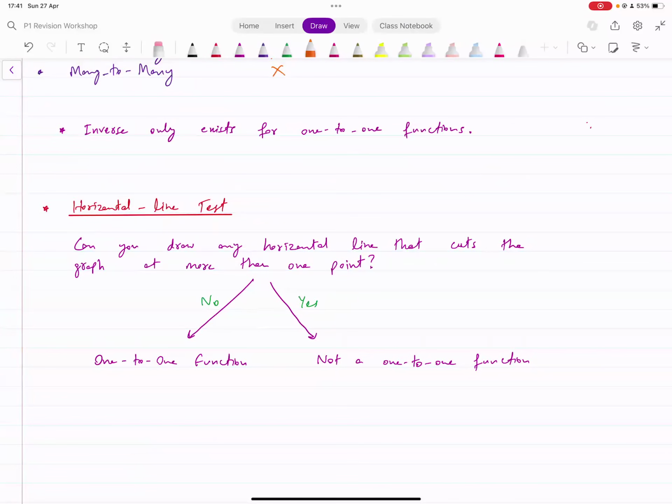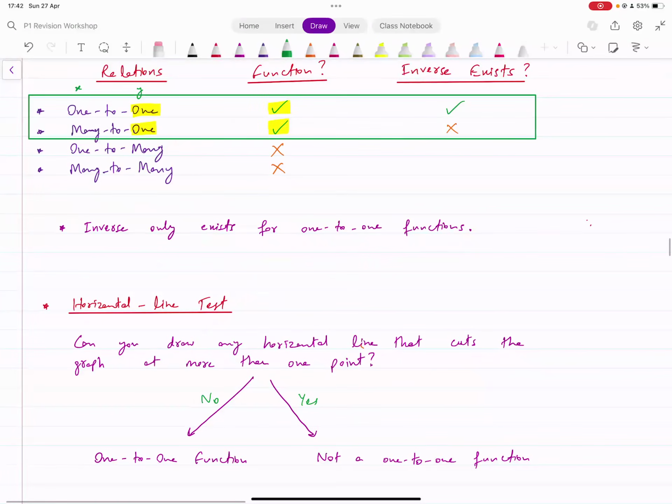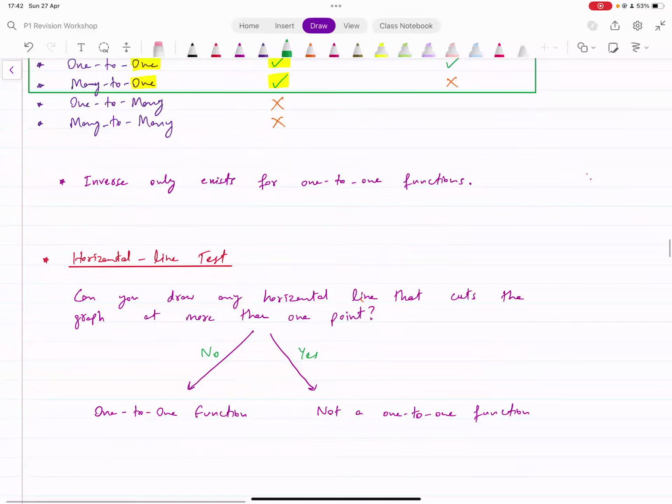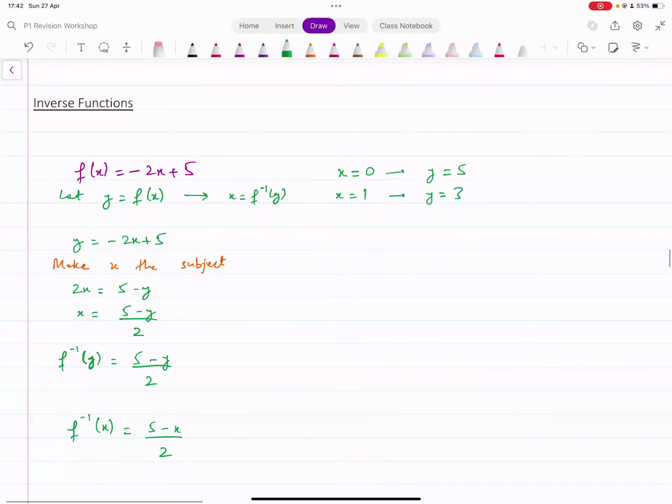So this is the horizontal line test. Can you draw at least one horizontal line that cuts the graph at more than one point? If the answer is yes, then it's not one-to-one. If the answer is no, then it is a one-to-one function. And an inverse only exists for one-to-one functions. Okay, so what is an inverse function?